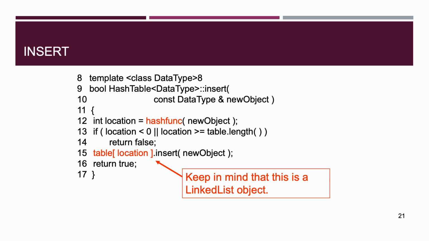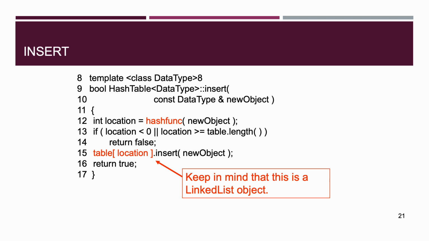Okay, so now let's go over the insert function for our hash table class. We start by calculating the hash index for the new object by passing it to the hash function. This gives us the location in the array where the object should go. Next we do a bounds check. Before inserting, we perform a bounds check. If the location is outside the range of the table's length, the function returns false, indicating a failed insertion.